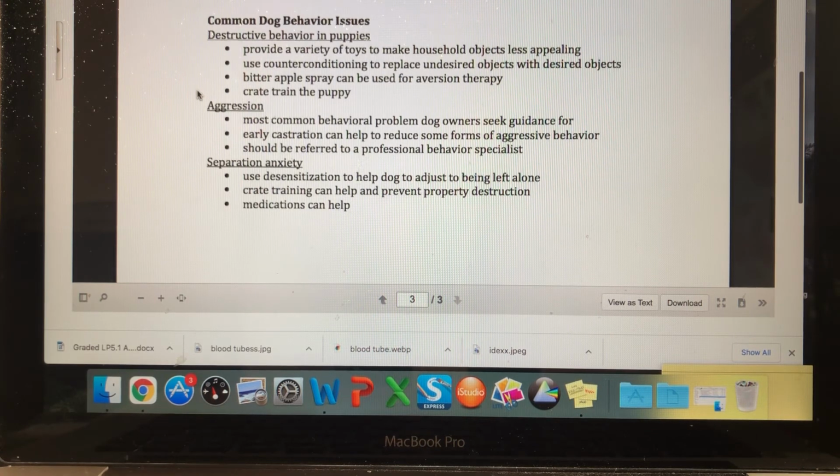And then crate training with puppies. I did include an article in today's classroom about different training options and methods, and in that link, there are links to crate training. I think crate training is a really excellent thing you can do for your dog. Lots of people are uncomfortable with crate training because they think they're just putting their dog in a cage and leaving them there. That's not really the case though.